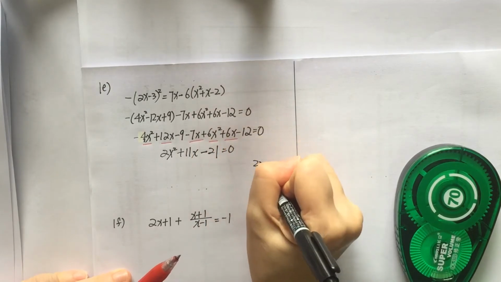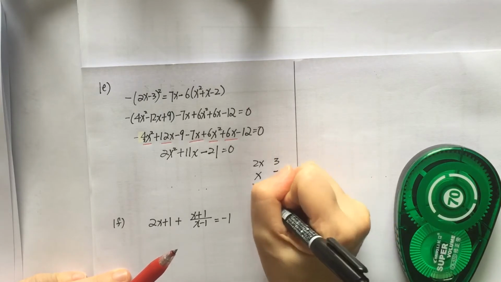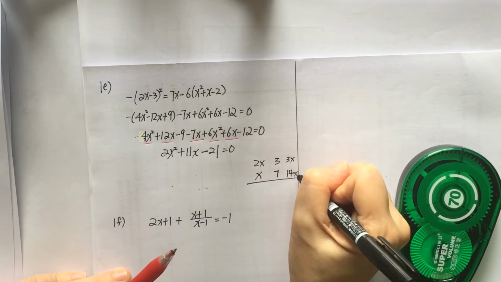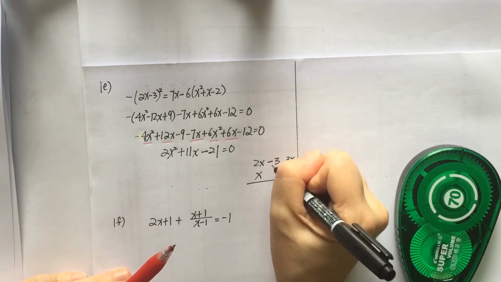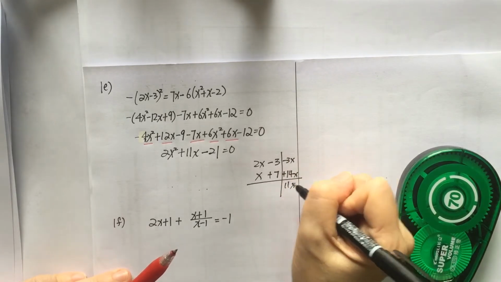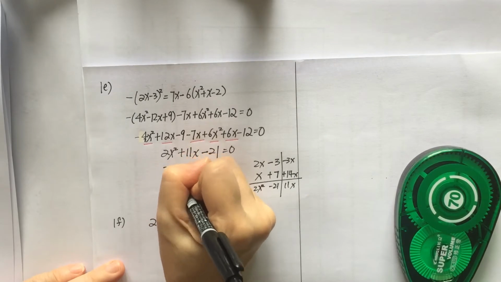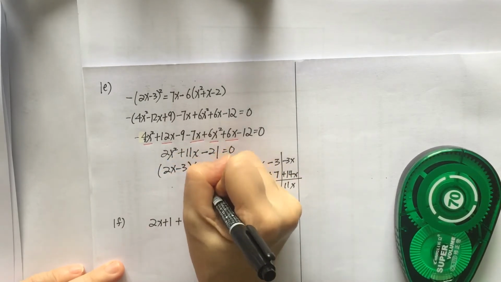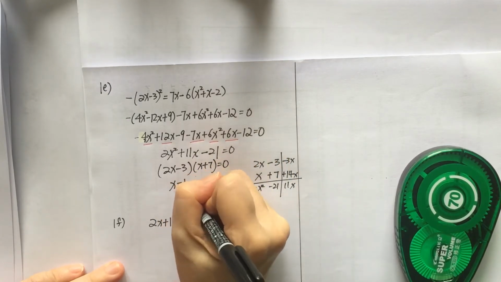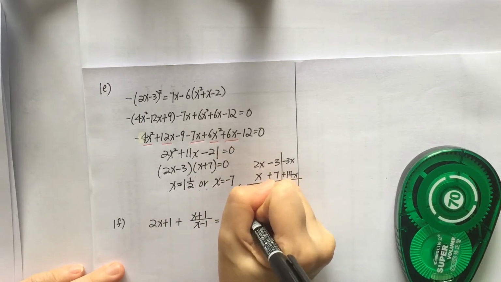So 2x and x, and then if I use 3 and 7, so this will be 14 and 3x, so together you want it to be minus here and plus here, so this is plus and minus, so add together is 11x. So I have 2x minus 3 times x plus 7 equals to 0. So x is actually 1.5, or x is equals to negative 7.